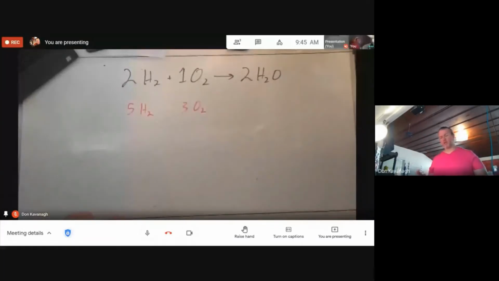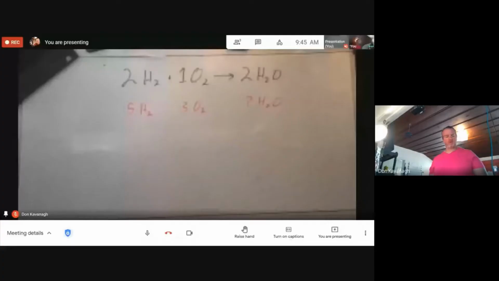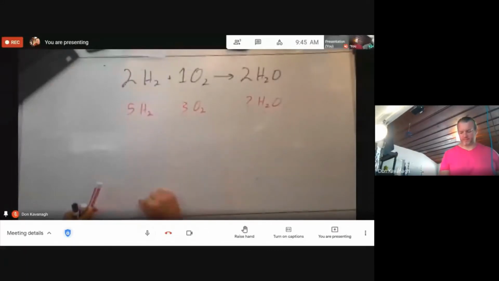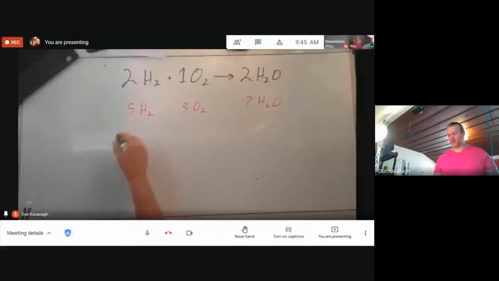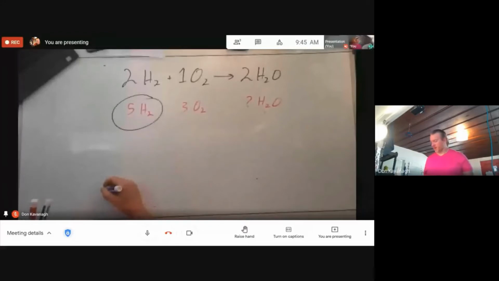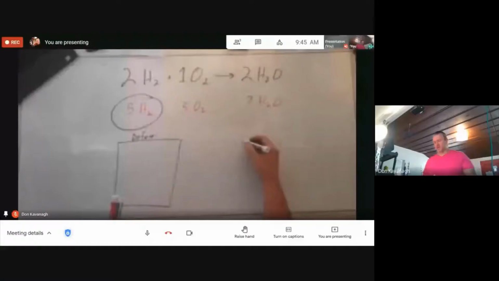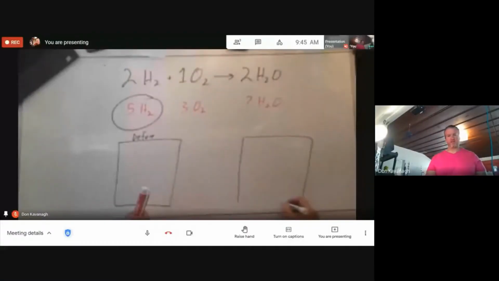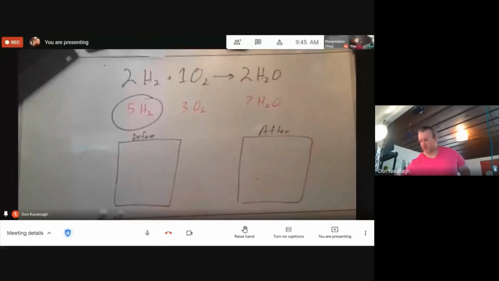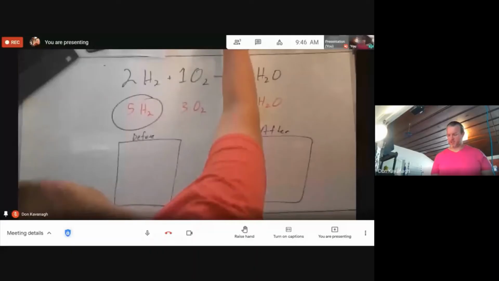We can solve this using a graphical, cartoony method, going one at a time. We're going to draw some boxes that represent the reaction vessels that you have in your lab. The first thing we're going to consider is the H2. This is our before box, and this is our after box. For right now, let's imagine that we only have 5 H2s in this reaction vessel right here.